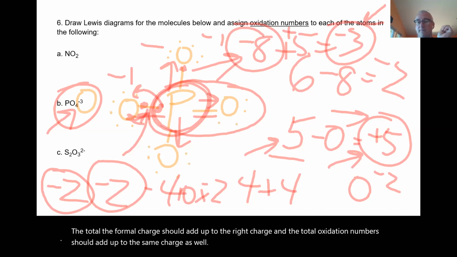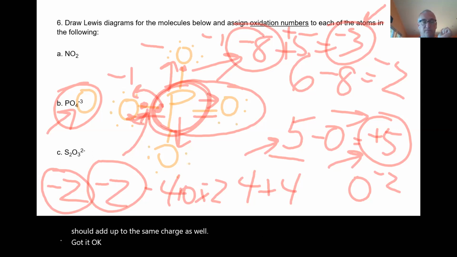Okay, thank you. Got it? Okay, good. All right, we'll do thiosulfate and we'll call it a day. See if I can remember how to do this. It's been a while.